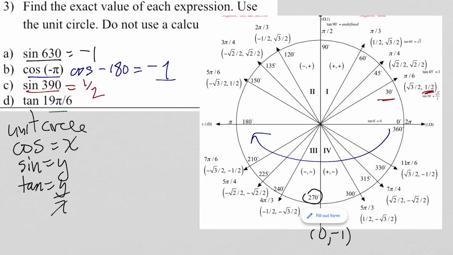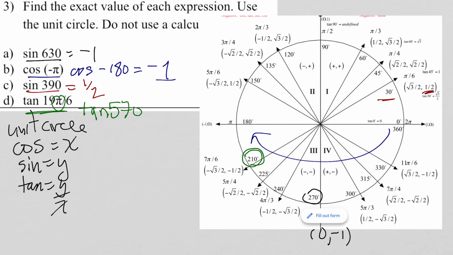All right, last one, tan of 19 pi divided by 6. So if I want to figure out what that is in degrees, I do 19 times, remember pi is 180, divided by 6, and I get it to be 570 degrees. So how much past 360 is 570? So 570 minus 360 is 210 degrees.